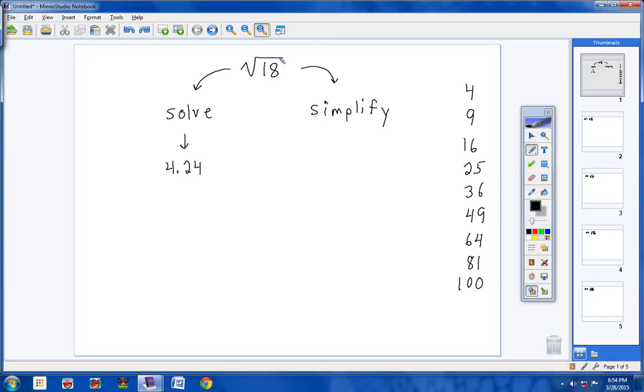So let me stop and review. Anytime you are asked to solve a square root, type it into your calculator and get your answer, okay? Whenever you're asked to simplify a square root, here's what you do. You look for any of these numbers that will go into this number evenly. Well, I see one right here, 9. So I'm going to take this 18, Jonathan, and I'm going to write 9 times what? 9 times 2, because 9 times 2 is 18.